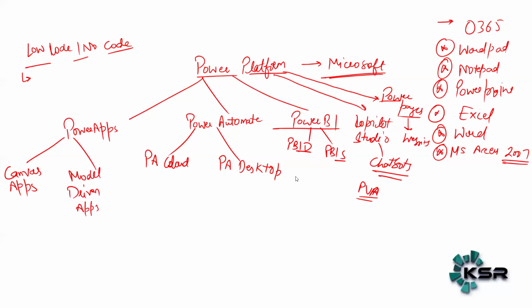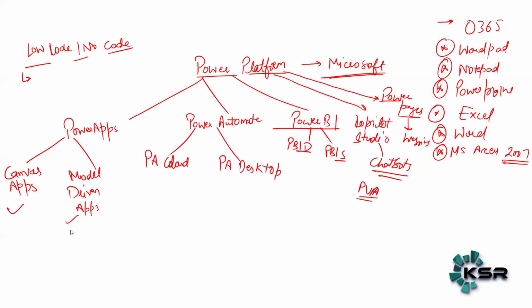Canvas apps and model driven apps: we have two kinds of apps, and you can choose on the basis of your business requirements. If you want to create a customized app where UI is the main concern, you want to work on the look and feel, add some graphics, and design the app so it customizes your UI, then you will go for Canvas app. When UI is not your top priority and your top priority is data, then you will go for model driven apps.